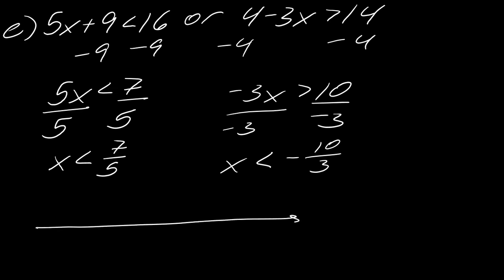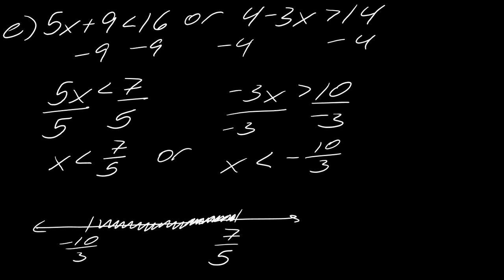Okay, so we're going to put both of these on the number line. So I've got negative 10 thirds, and I've got 7 over 5. Okay, so let's start with x is less than 7 over 5. So the less than direction is this way. And by the way, this is an OR, right? So I can just put both of these together. So here's the less than direction, and I'm going to put an open circle here.